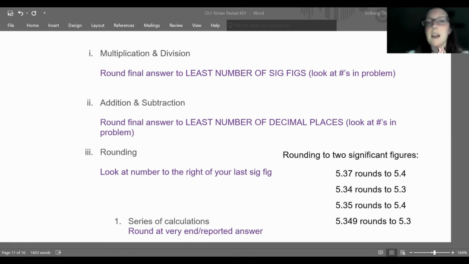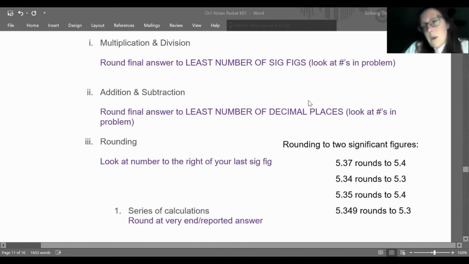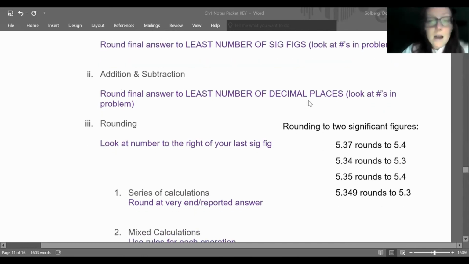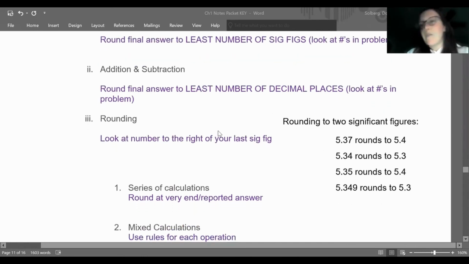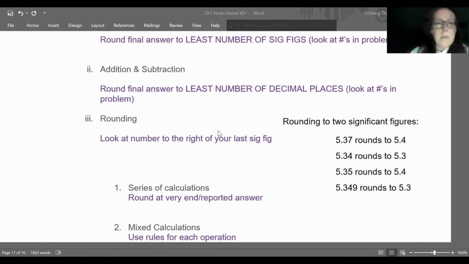Okay, now addition and subtraction is a little bit different because of how that works. You should round your final answer to the least number of decimal places, okay, meaning numbers after the decimal. So again, you look at the numbers in the problem or the measurements that you made in lab, you do your math, and then if it's addition and subtraction, you round to whatever your least number of decimal places was. Okay, now rounding works the way you have always learned how to round. If the next digit is 5 or bigger, you round up. If the next digit is 4 or lower, you keep the number the same.